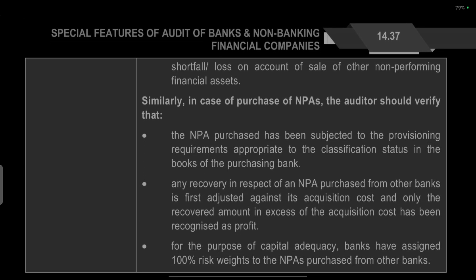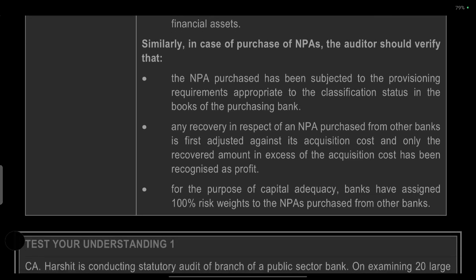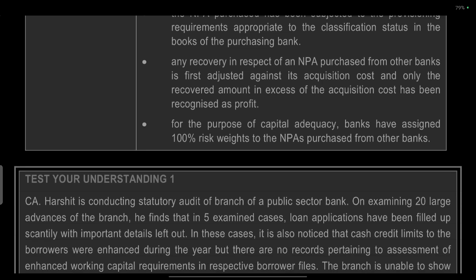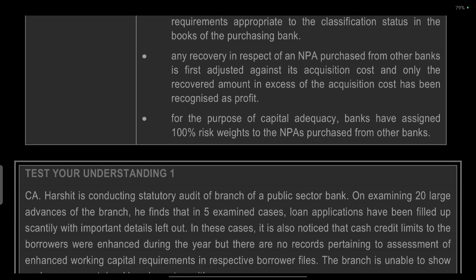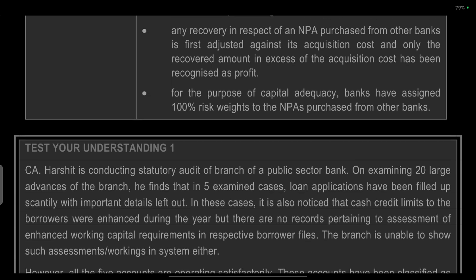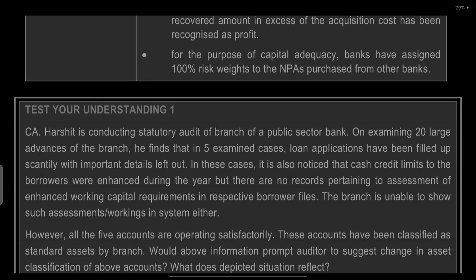Similarly, in the case of purchase of NPA, the auditor should verify that the NPA purchased has been subject to the provision required, appropriate to the classification status in the books of the purchasing bank. Any recovery in respect of an NPA purchased from another bank is first adjusted against the acquisition cost. Only the recovered amount in excess of the cost is recognized as profit. For the purpose of capital adequacy, the bank has assigned 100% risk weight to NPA purchased from other banks.